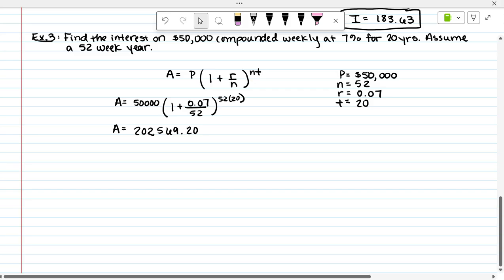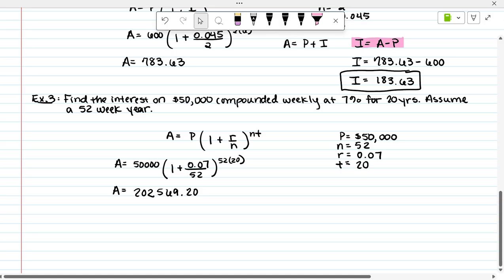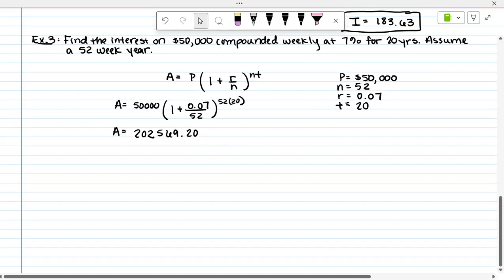That's not what this asks me. It says find the interest that this account paid out. So up here, I wrote a new little formula, I equals A minus P. So I'm going to say I equals A minus P. That's going to give me I equals 202,569.20 minus 50,000.